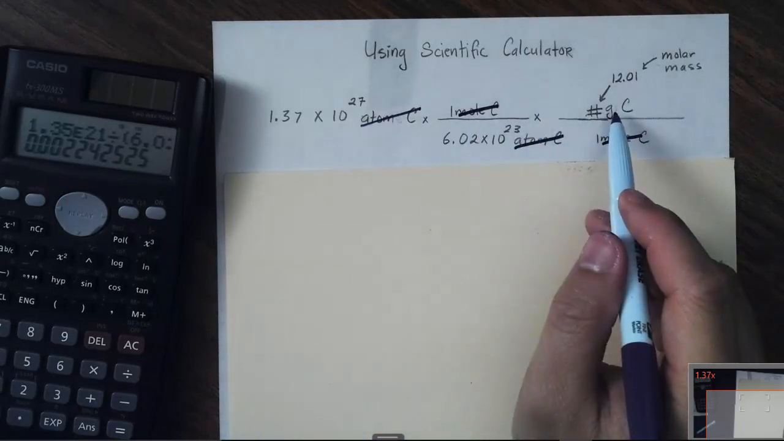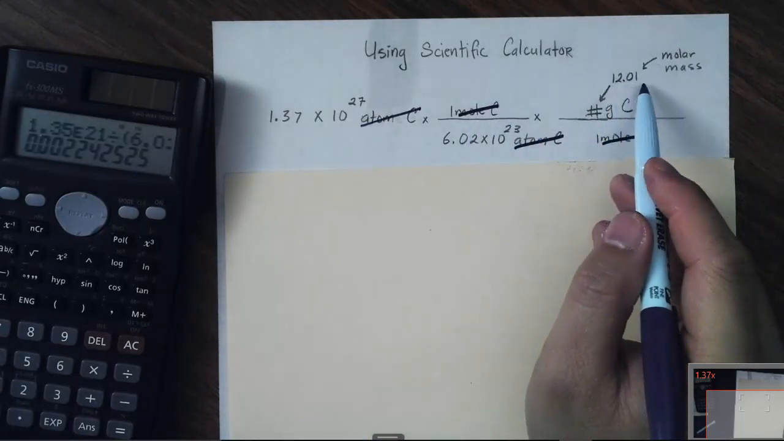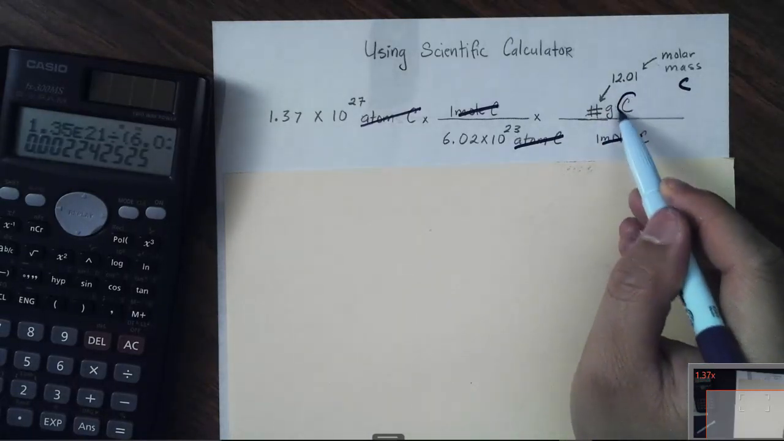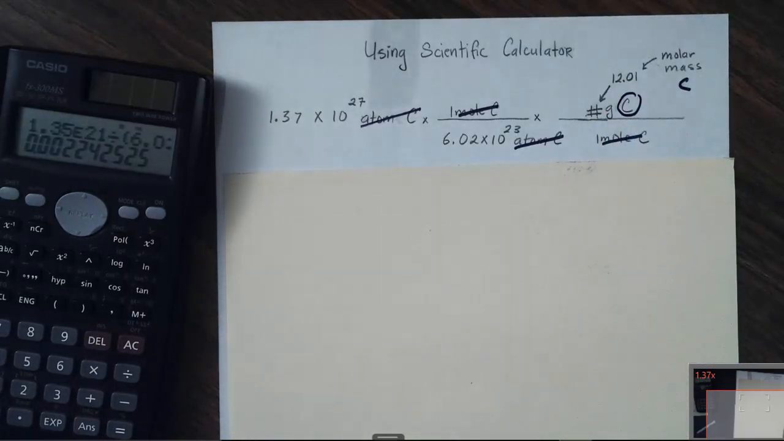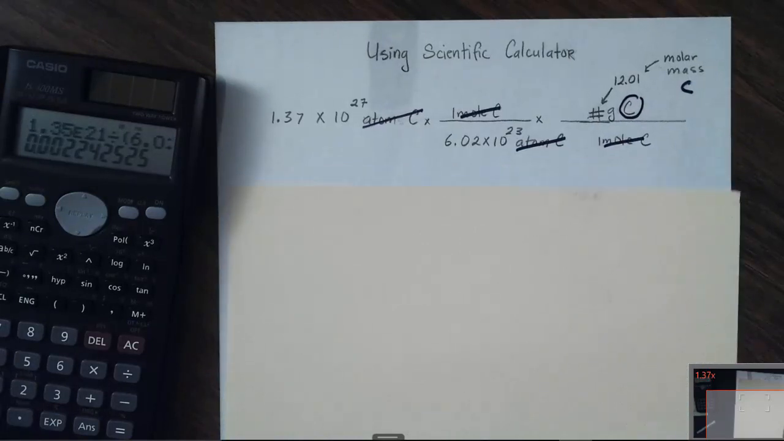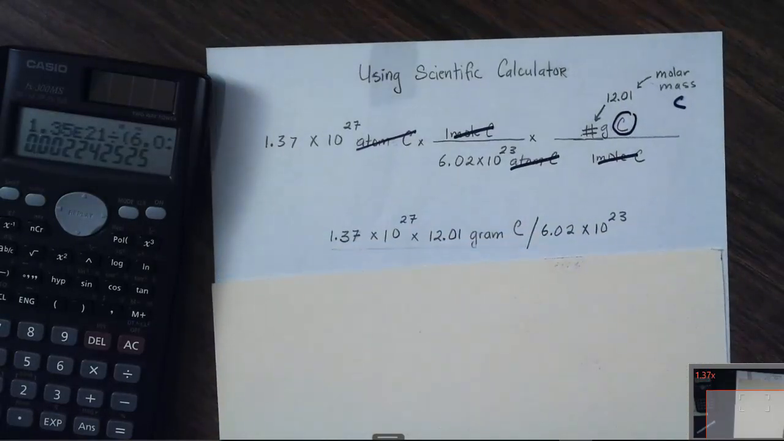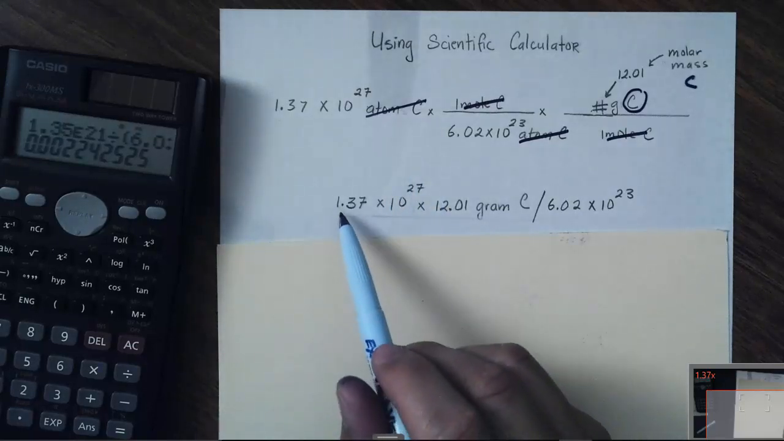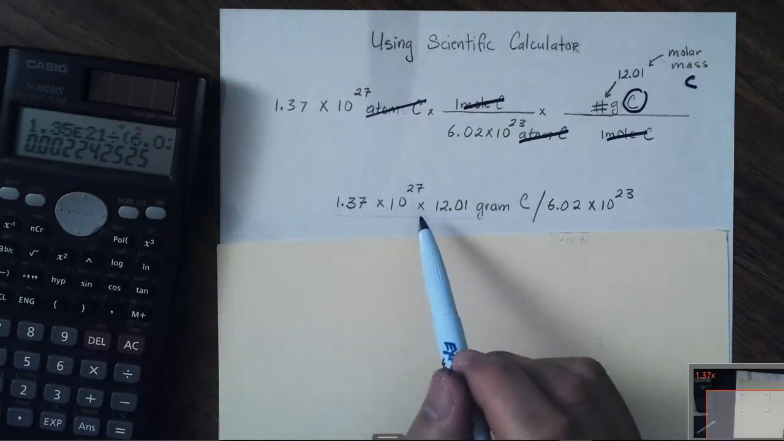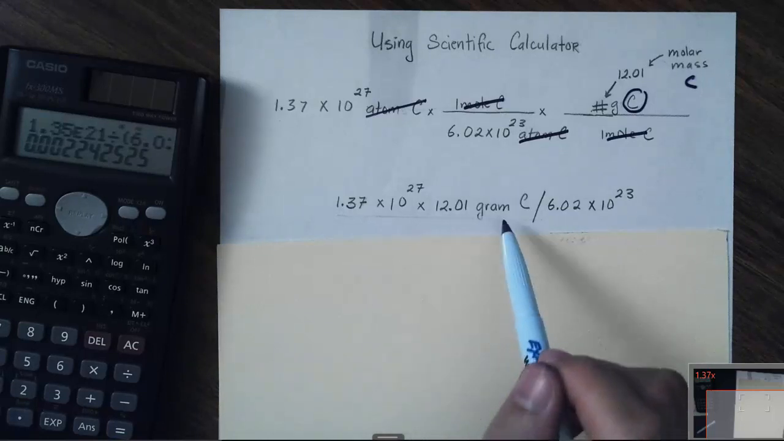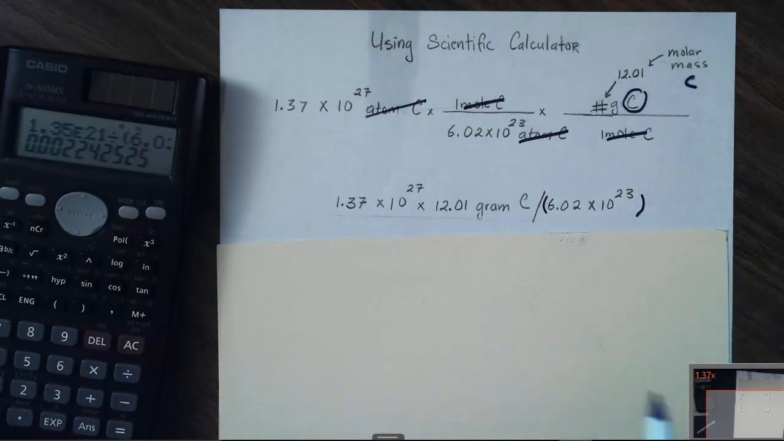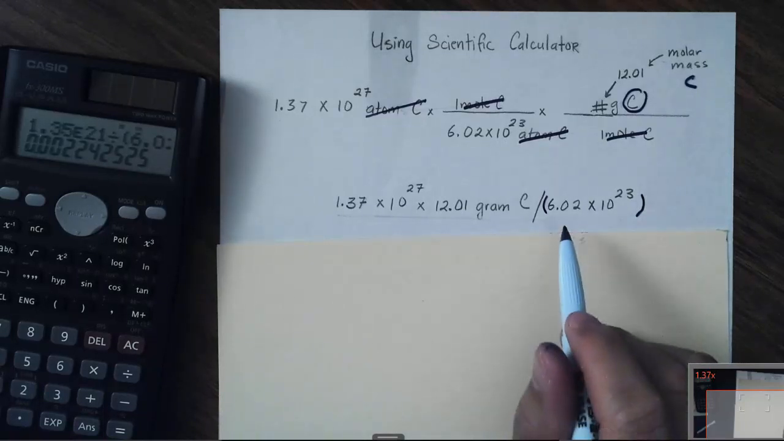Multiply everything on top. And notice how I got 12.01, that is the molar mass of carbon from the periodic table because of that chemical right there. So to plug this in the calculator, we multiply everything on top and divide everything on bottom. After we simplify the unit and the chemical, we have 3.7 times 10 to the 27 times 12.01 gram of carbon. Divide everything on the bottom, which should be in parentheses, because we want to make sure that we actually divide by every single number on the bottom.